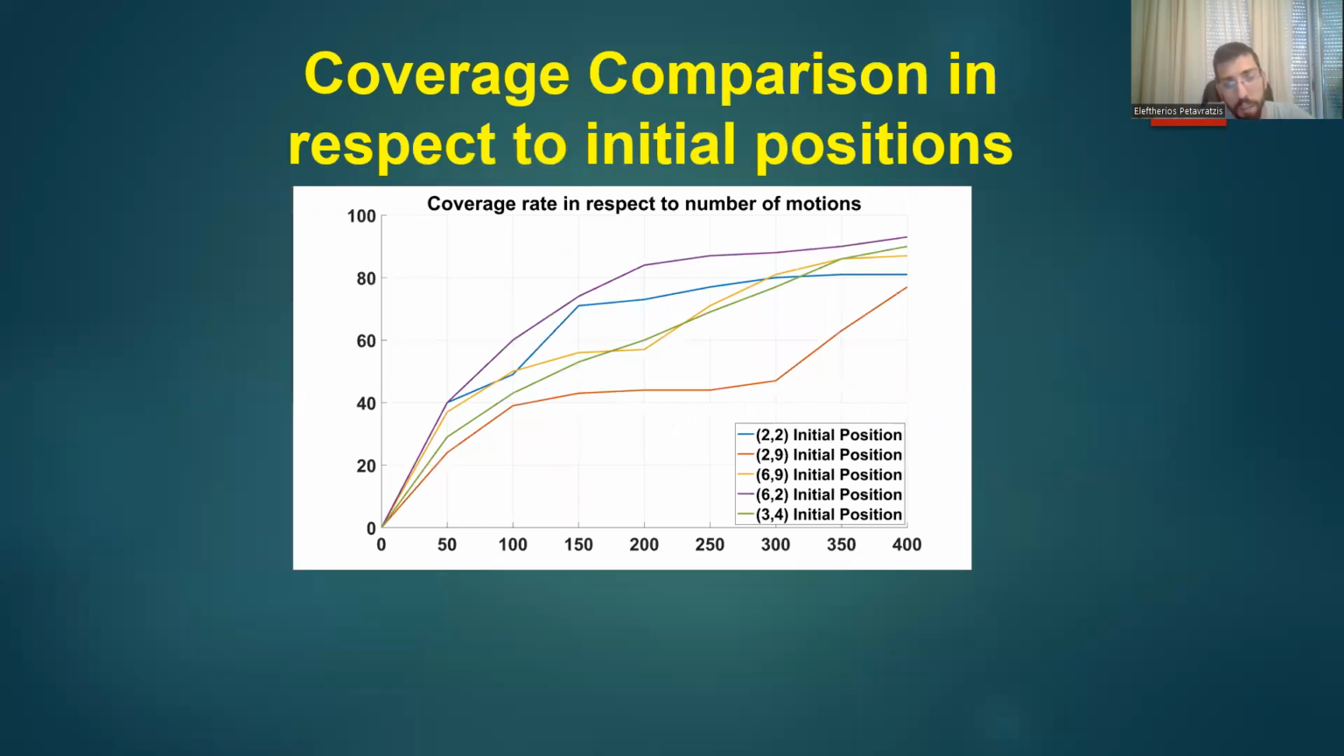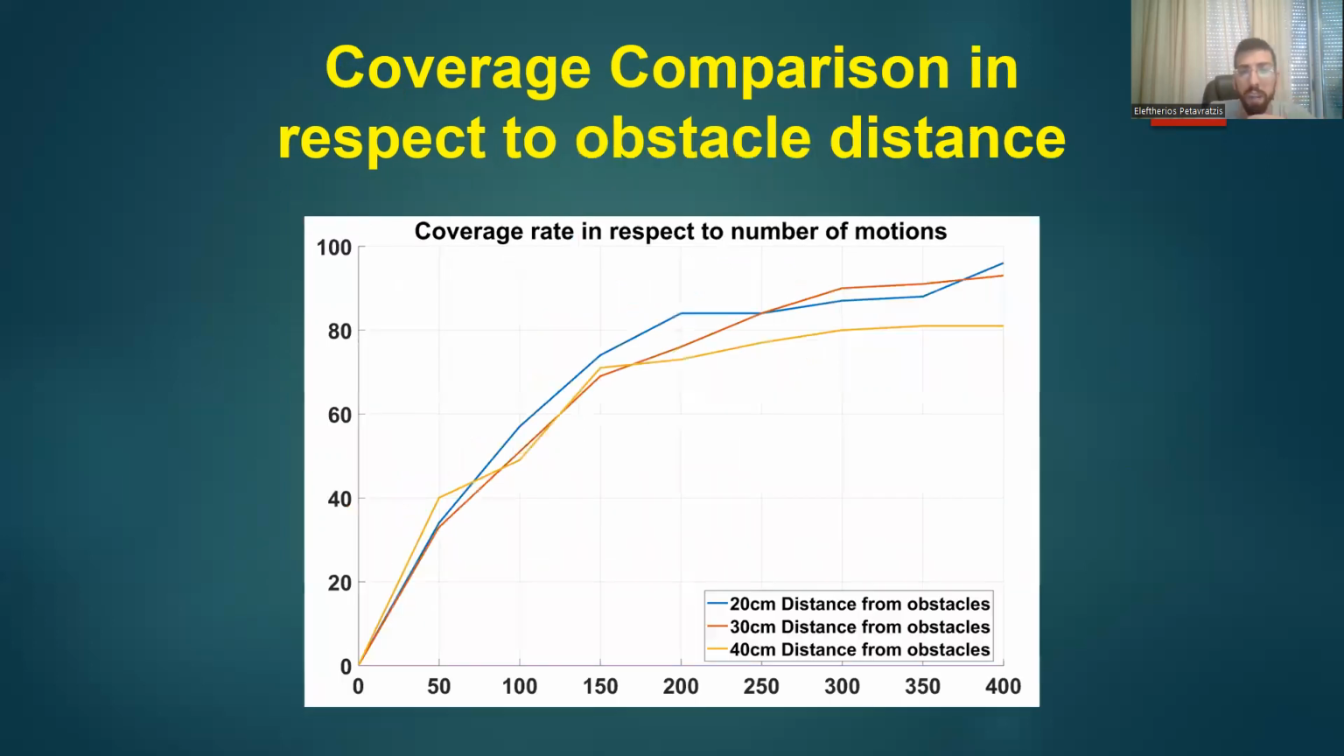Here we have the statistical analysis of our method according to the initial position. And you can notice that the change in the initial position affects the coverage rate of our given method. And the same thing happens when we are changing the distance from the obstacles. You can notice that when the distance is becoming greater, then the coverage rate is decreasing.